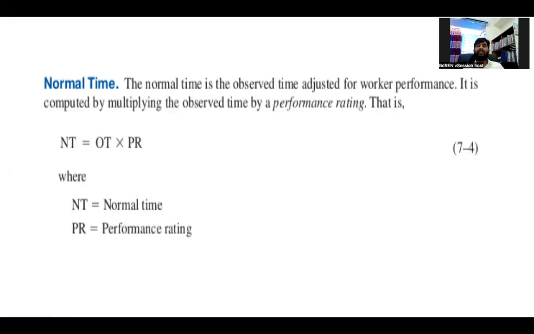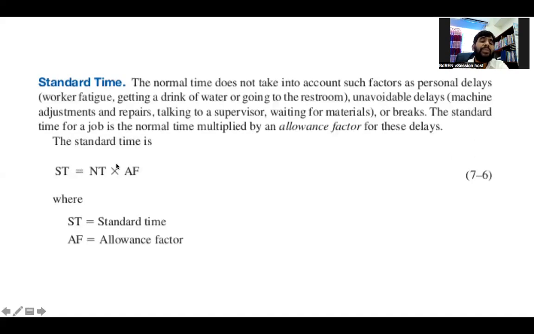Performance rating may be 90%, 80%, 75%, even 100%, or even more than 100%. More than 100% means that you are an exceptional employee. And after getting the normal time, so we have calculated number 1, observed time. Number 2 is normal time, and number 3 we are going to calculate is standard time.